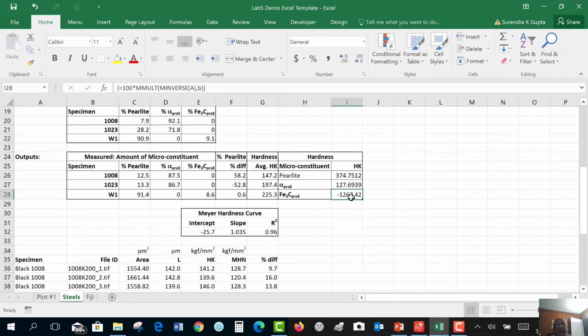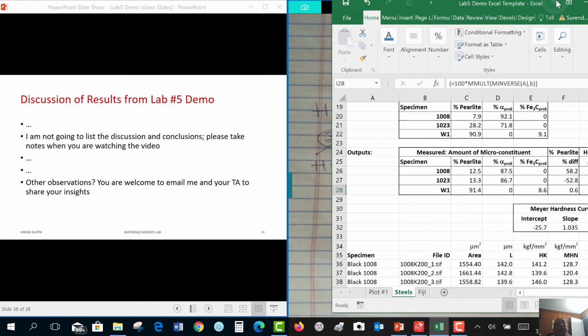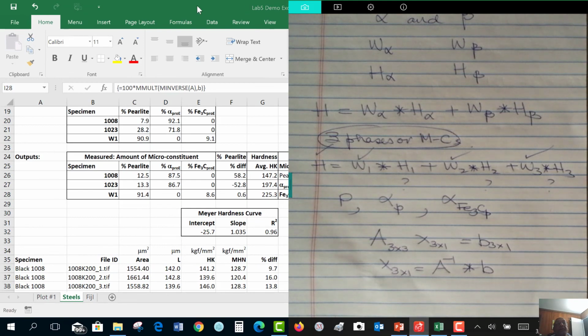But in general, what we should have found was that this cementite should have been extremely hard. Next would be pearlite, and softest would be alpha. So we can see, therefore, these calculated values are not consistent with our hardness values. Okay.